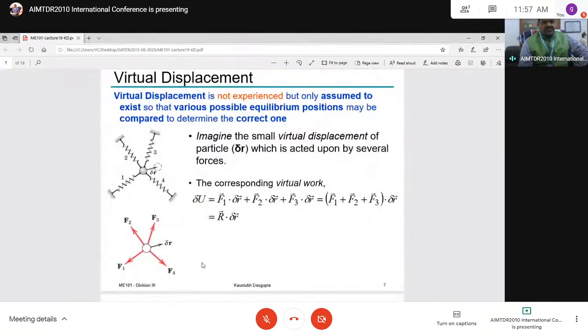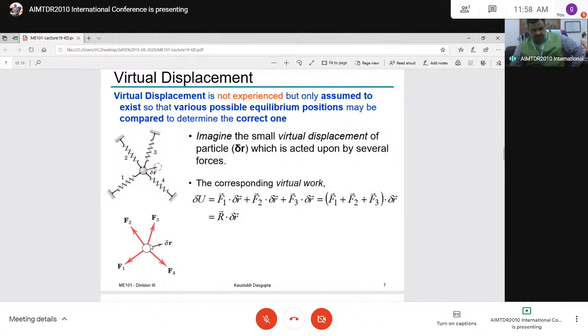So now let us consider a problem of virtual displacement, which is not experienced but only assumed to exist, so that various possible equilibrium positions can be compared to determine the correct one. Imagine a small virtual displacement delta R, which is acted upon by several spring forces S1, S2, S3, S4. The corresponding virtual work is this. This is a free body diagram. Delta R is the displacement. This is F1, F2, F4, F3.